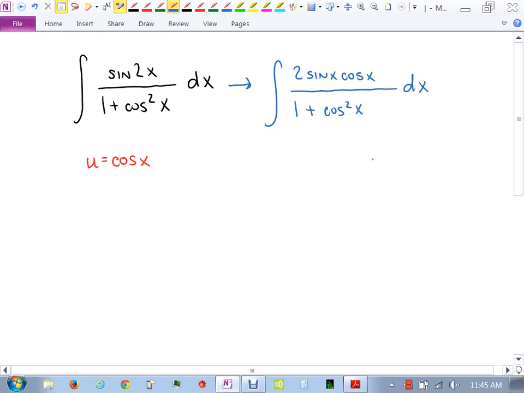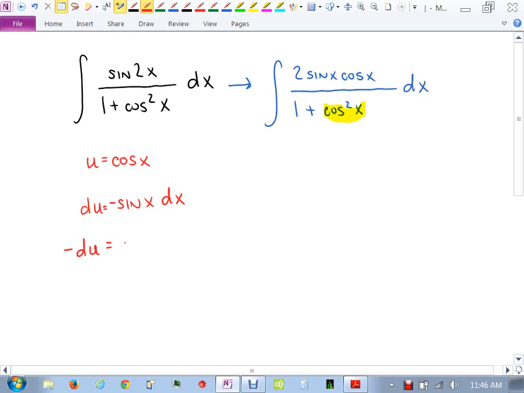Now if you do that, then you can see that if you pick cosine x as your u, then its derivative, sine x, is there. Okay, so now I'll proceed. The derivative of this is negative sine x dx. That's the way you do it. I'm not going to do it that way, okay? Not because I don't like you, but you know what I mean.